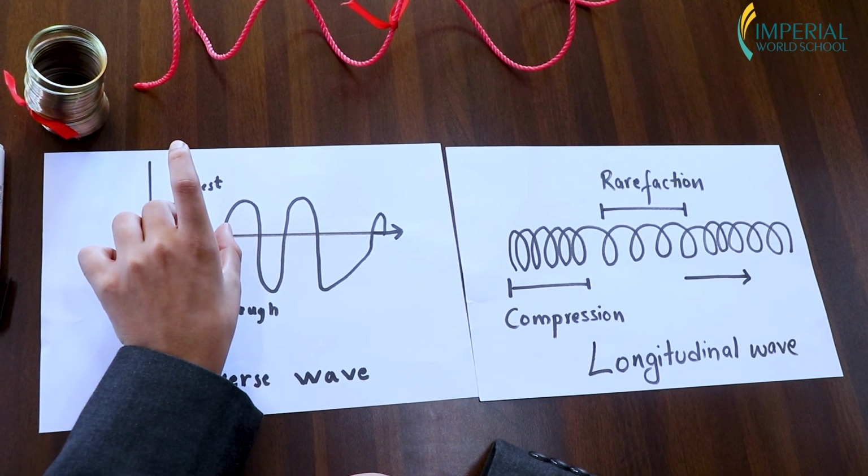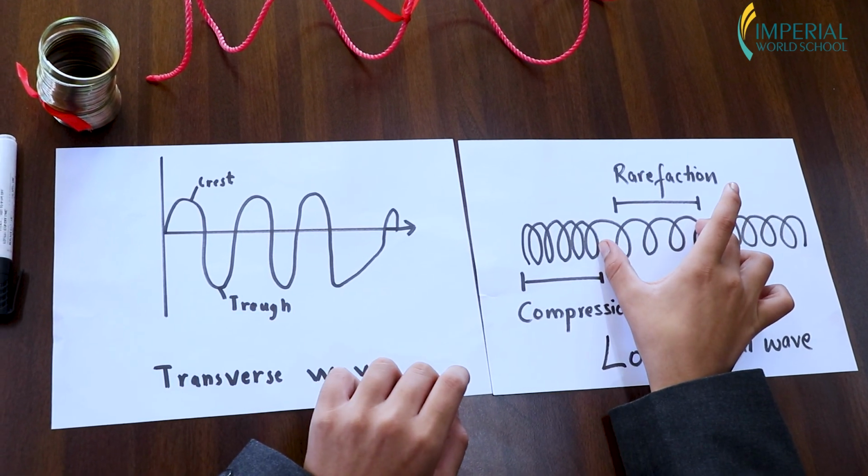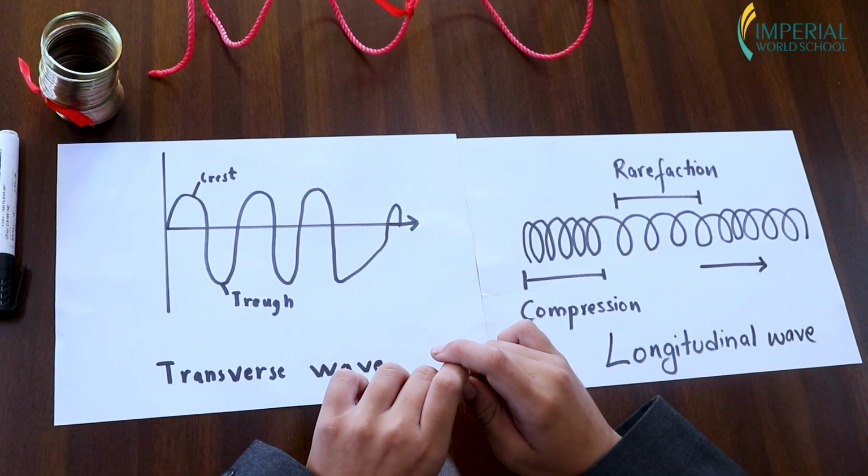Remember, wavelength is the distance between two crests or two troughs, or the distance between two compressions or two rarefactions. The SI unit of wavelength is meter and its symbol is lambda. An example of a transverse wave is light, and an example of a longitudinal wave is sound wave.